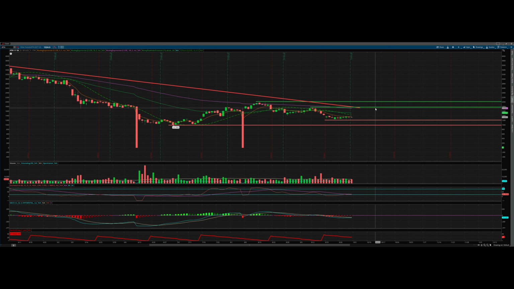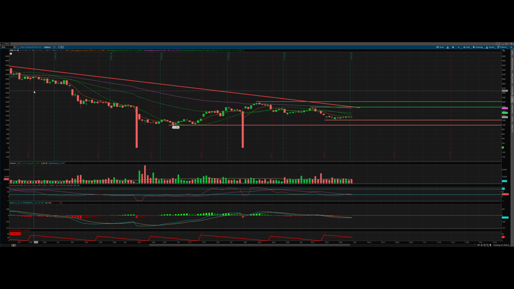Resistance becomes support. Whenever you break a line, the opposite happens. So support becomes resistance, and resistance becomes support.